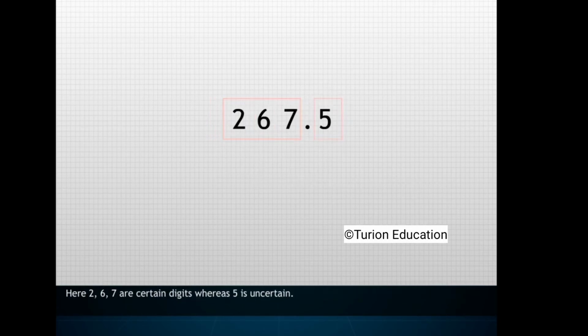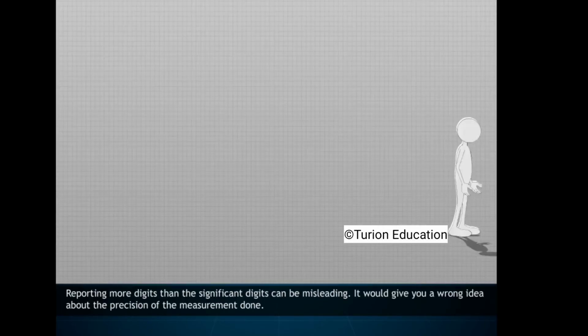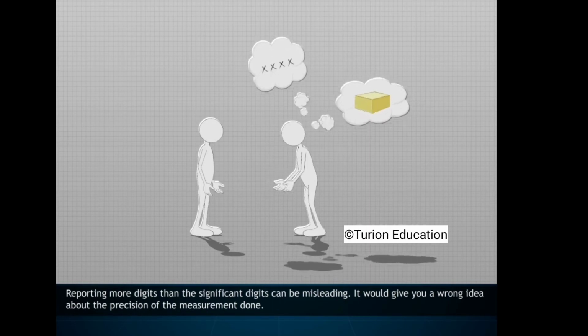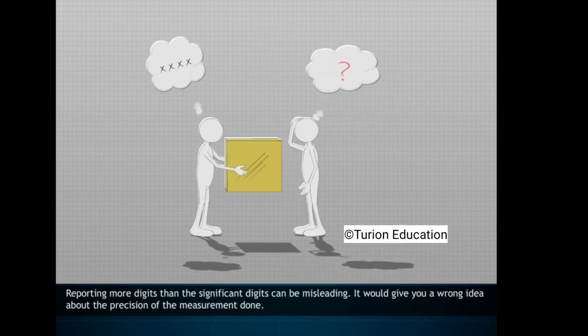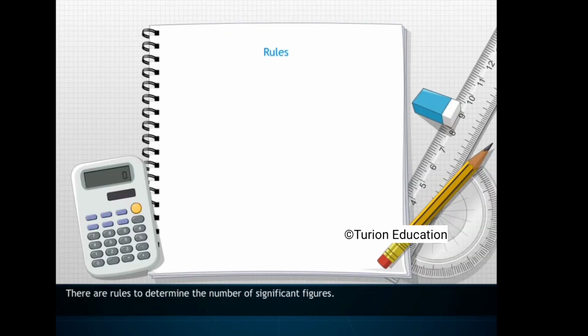Here, 2, 6, and 7 are certain digits, whereas 5 is uncertain. Reporting more digits than the significant digits can be misleading. It would give you a wrong idea about the precision of the measurement done. There are rules to determine the number of significant figures.